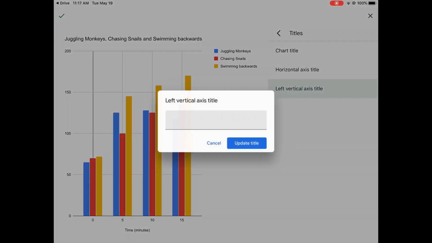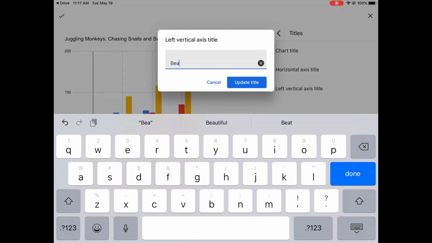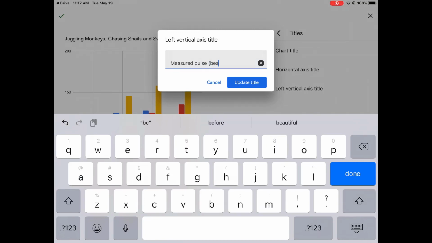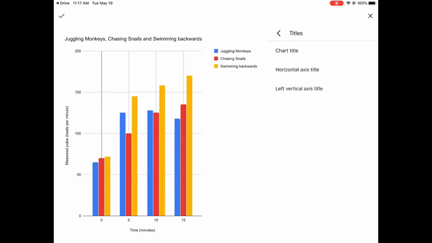But look at the vertical axis. Now it has no information. So I'll go ahead and I'm going to change that to beats per minute. But wait, that doesn't make sense because that's not actually what I measured. What I measured was the pulse, and the units is in beats per minute. So I go ahead and I change my vertical axis to include that information.